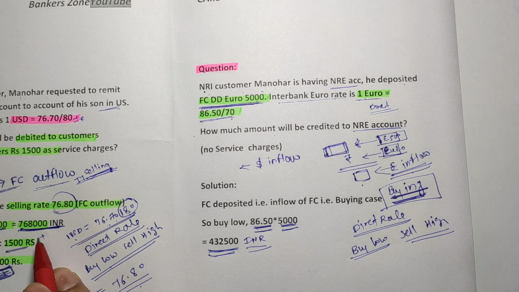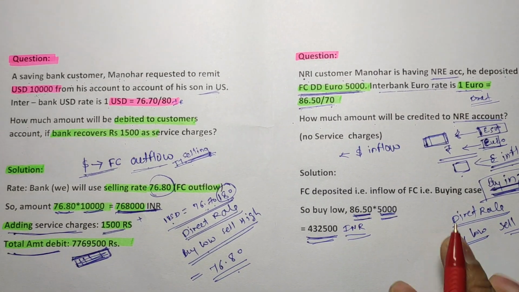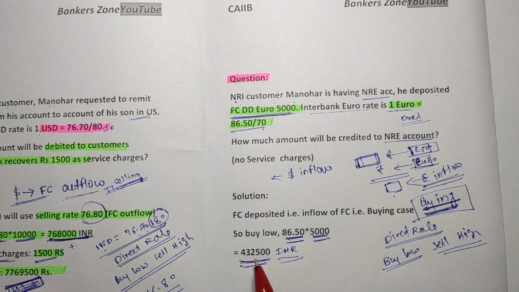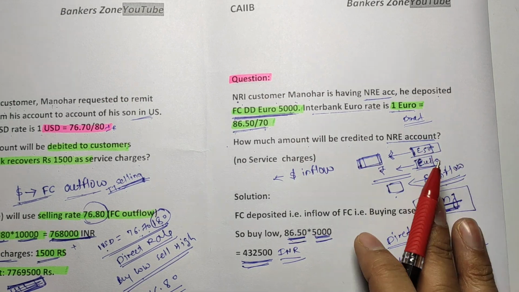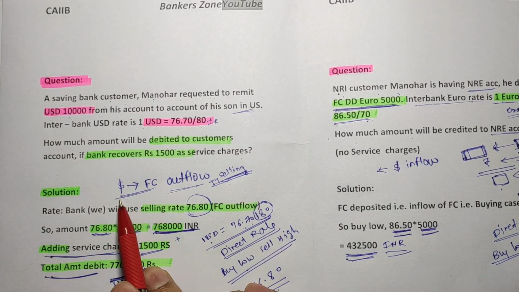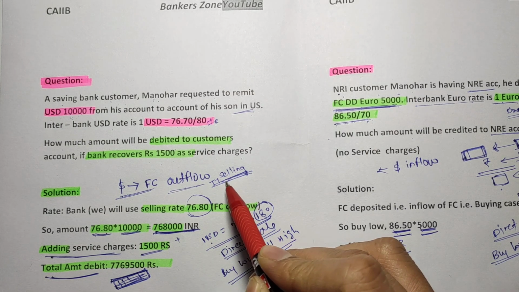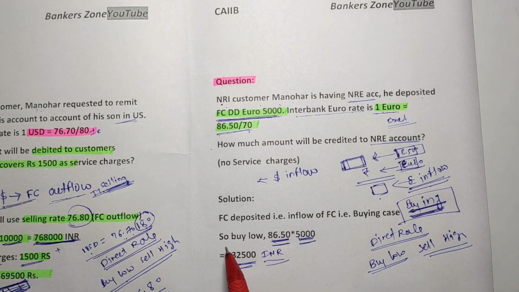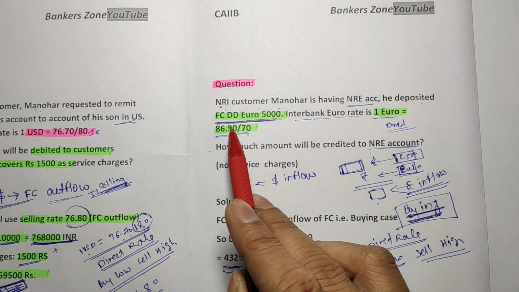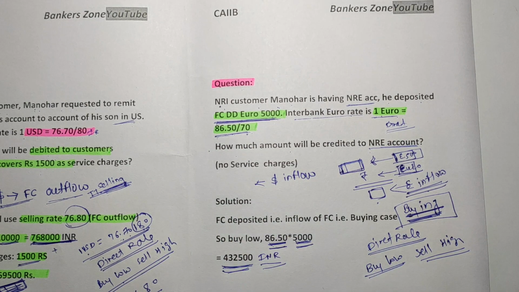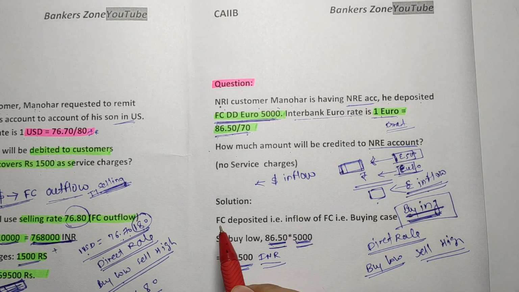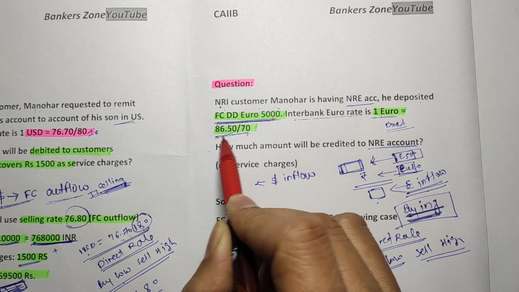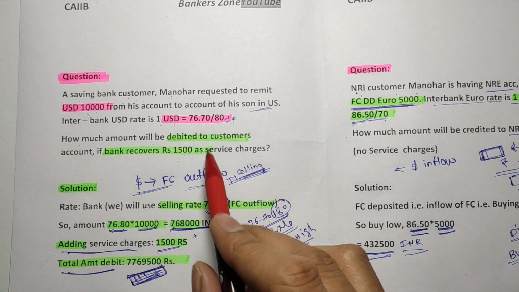In the very first example, there was outflow of the foreign currency, and in this example there was inflow of the foreign currency. So what we have studied here is, when there is outflow of the foreign currency, that means foreign currency is going away, that time we have to apply the selling rate. And when there is inward, that is the inflow of the foreign currency, that time you have to apply the buying rate. In case of buying, we choose the lowest value, and in case of selling, we have taken the highest value.